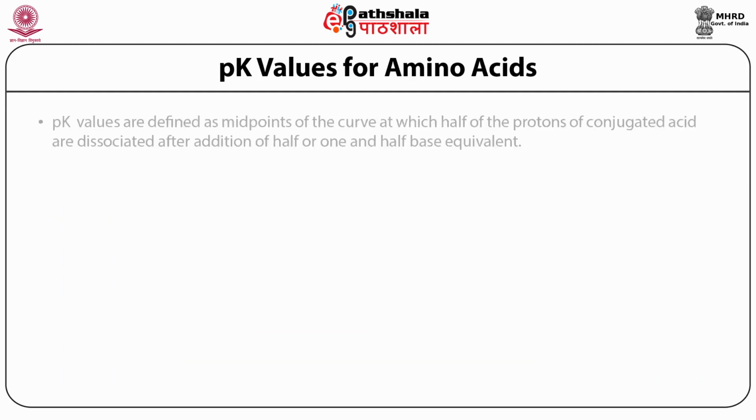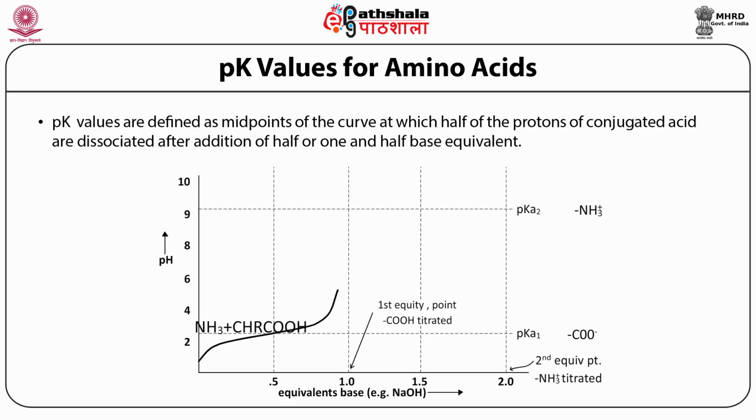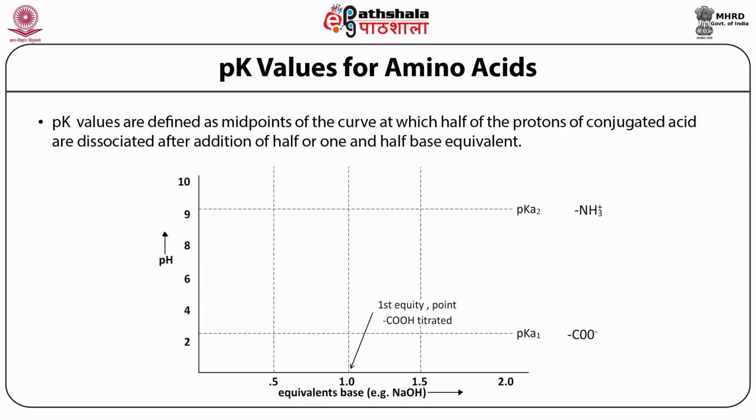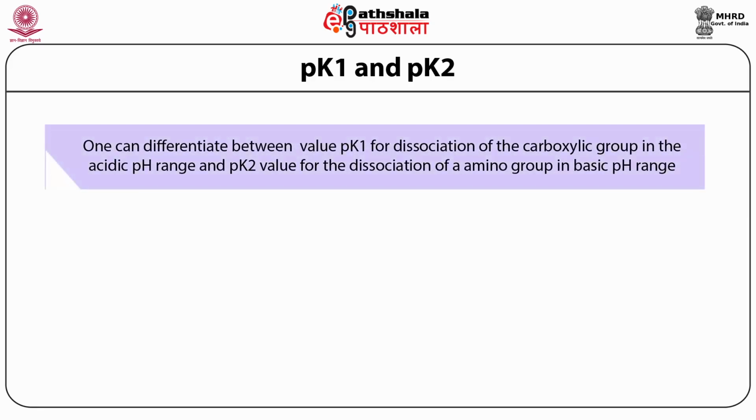pK values for amino acids. pK values are defined as the midpoints of the curve at which half of the protons of conjugated acid are dissociated after addition of half or 1.5 base equivalent. There are two different values of pK, pK1 and pK2. One can differentiate between the value pK1 for dissociation of carboxylic group in the acidic pH range and pK2 value for the dissociation of the amino group in the basic pH range.